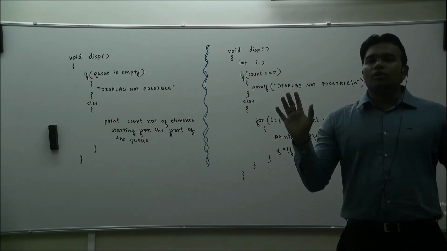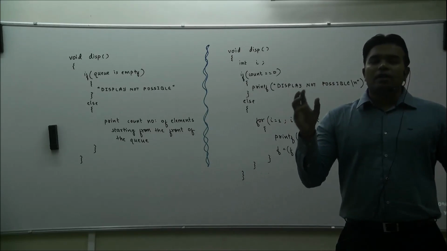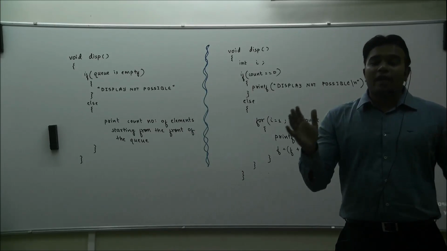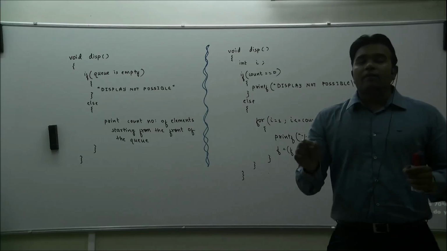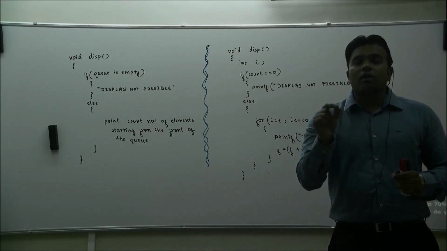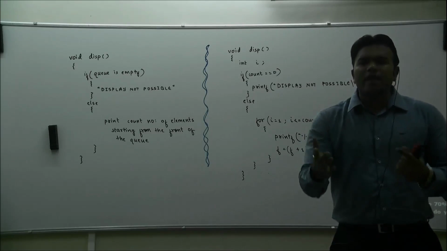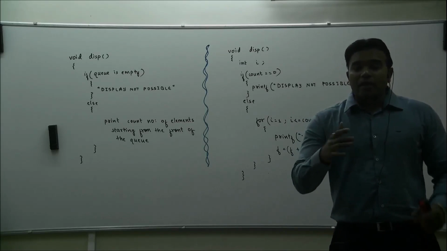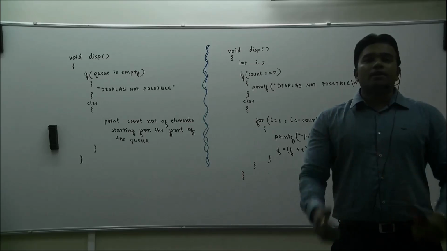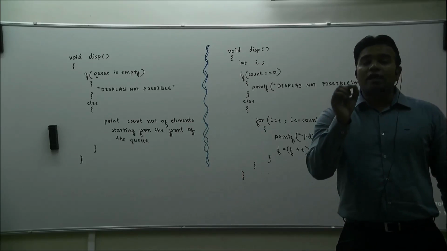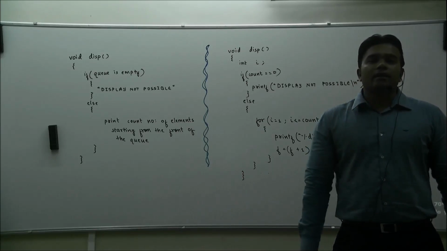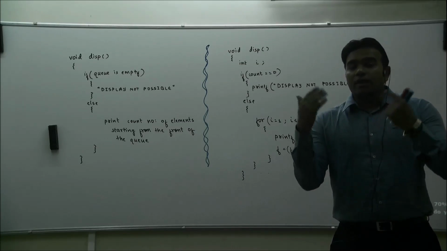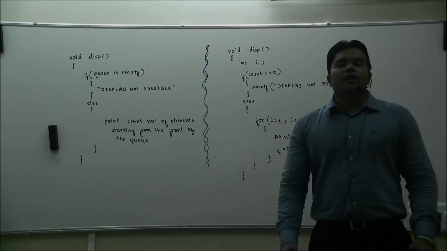I have no issues. In insertion, modify the rear. In deletion, modify the front. I have no issues, but here we are not doing either insertion or deletion. We are only displaying it, that's all. While displaying, the queue should not get altered. So don't touch front and rear, because the moment you alter front and rear, there is a risk of the queue itself getting altered.